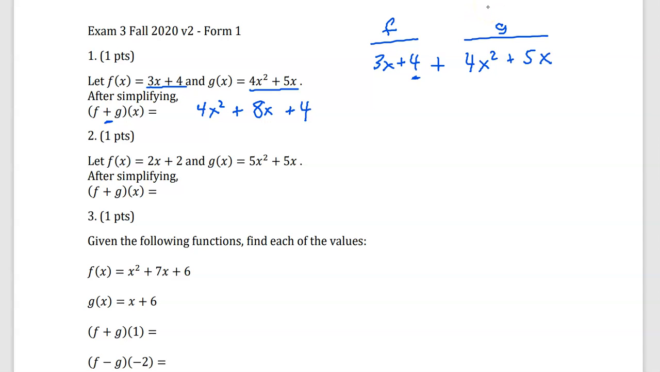2x plus 2 is our f. 5x squared plus 5x is our g. Alright, let's come over here. F, 2x plus 2. That's f. G. And we're doing the plus. Plus. And then the g is 5x squared plus 5x.